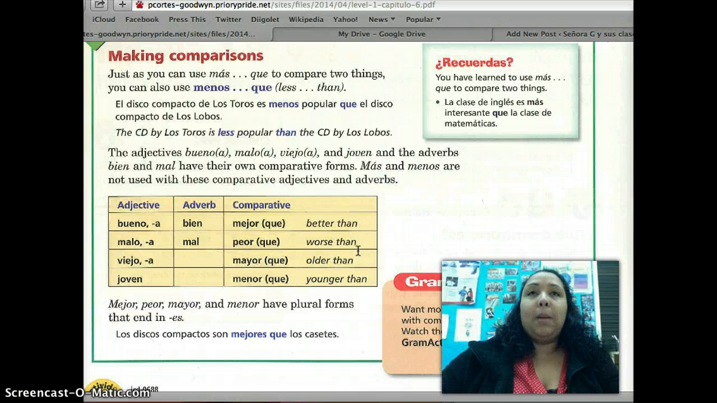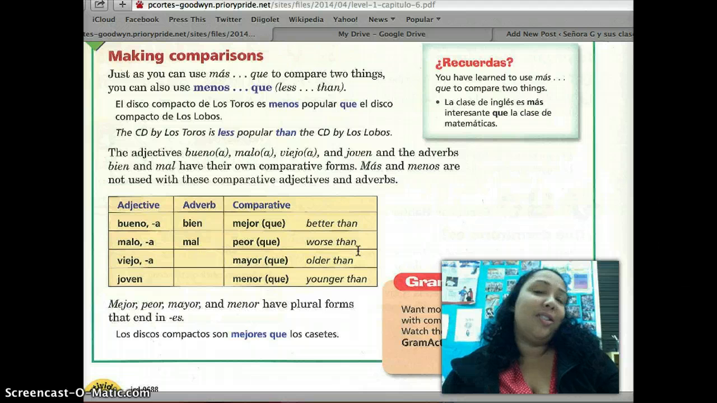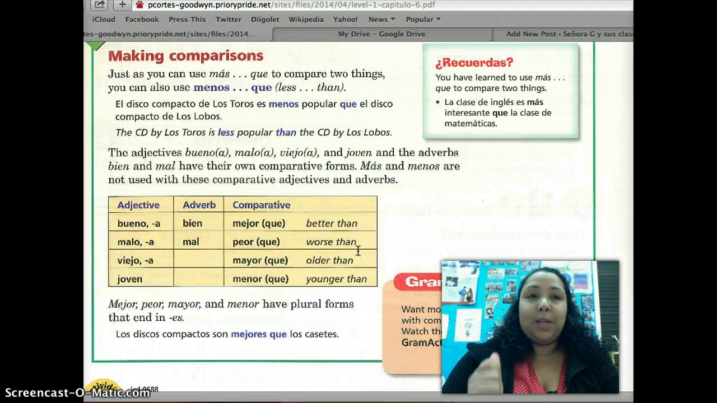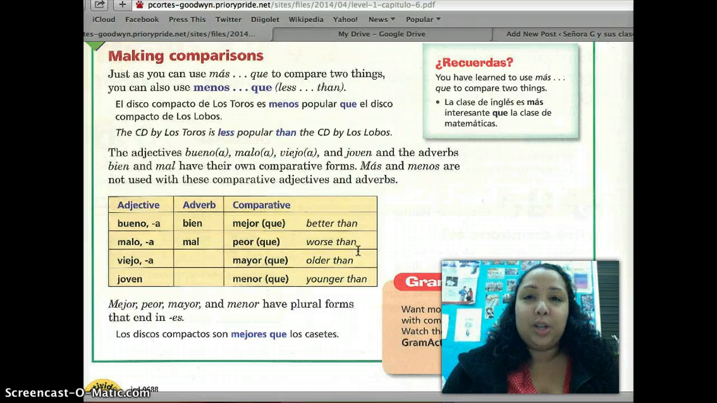Or Marjorie is older than Tomás. And Maria is younger than Richard. Okay? There's no adjective that needs to be inserted. So the words just get put next to each other.